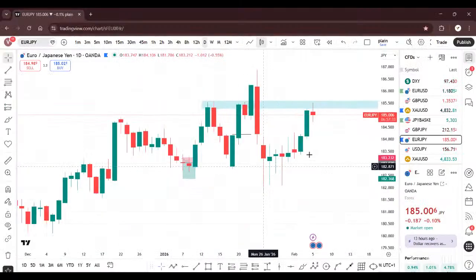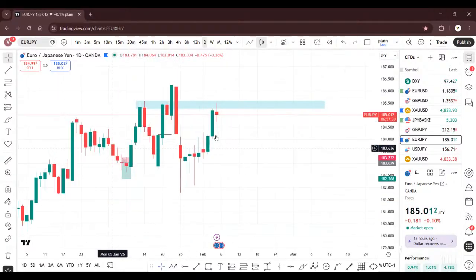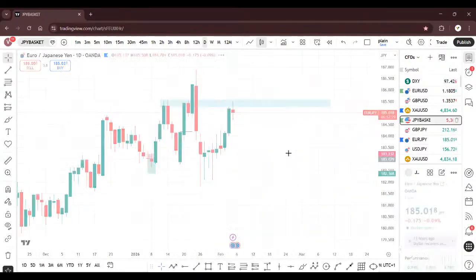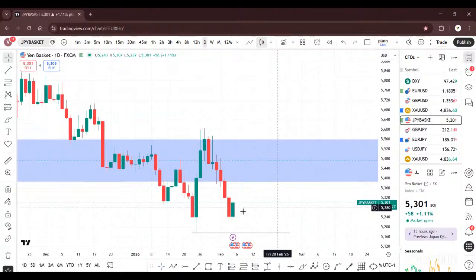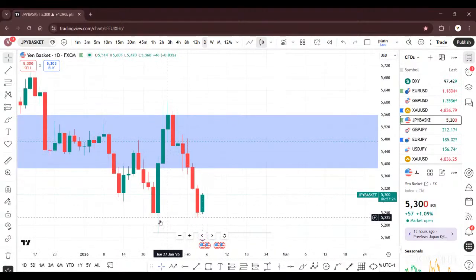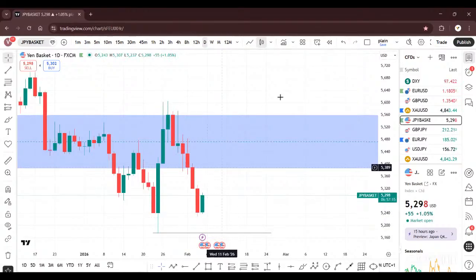Now, looking at the daily time frame of the yen basket, all right, so this is the yen basket. This is the daily time frame. I expected a quick rebound of the yen basket from somewhere around here, marking this order block here on the daily time frame as my point of interest. So I expected a quick rebound all the way back up. This is what I've been expecting on the yen basket since the beginning of the week.